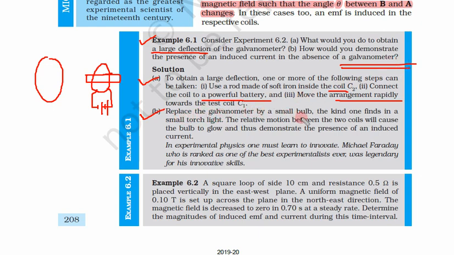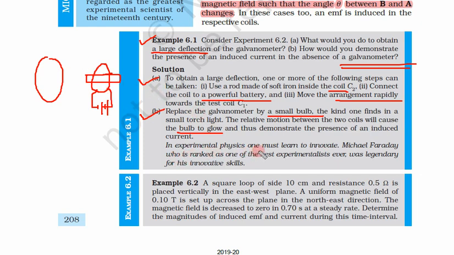Replace the galvanometer by a small bulb. So we put a small bulb here, the kind one finds in a small torch light. That will also work as a galvanometer. The relative motion between the two coils will cause the bulb to glow. So the bulb will glow, but the only problem with the bulb is that it will not tell us in which way the current is going. Thus it demonstrates the presence of an induced current. So this bulb will tell us that there is some kind of induced current.